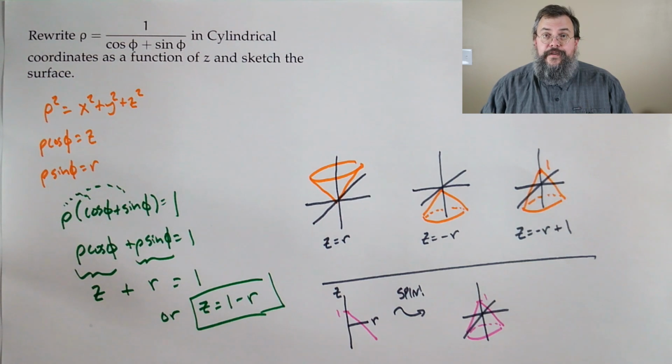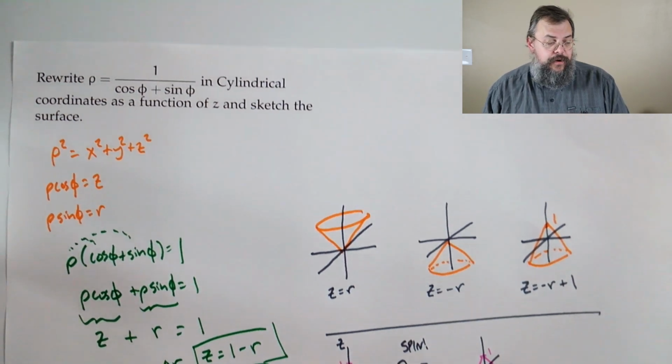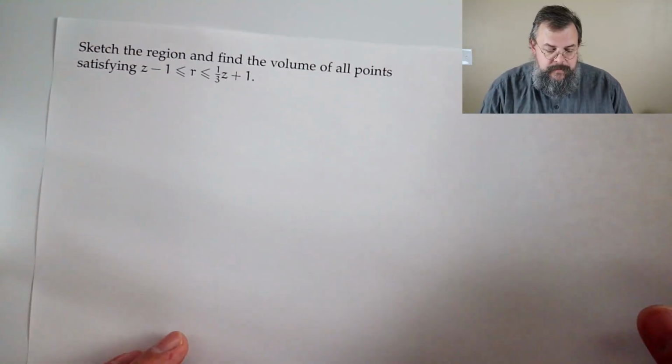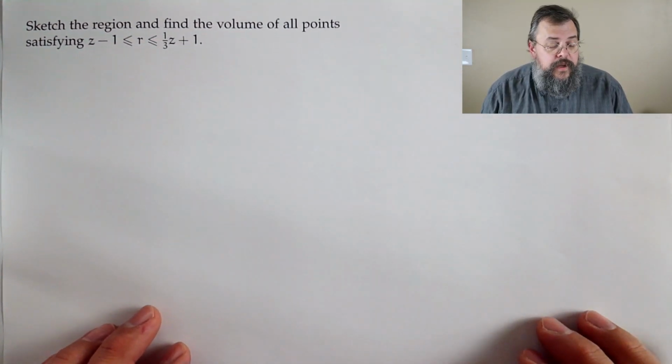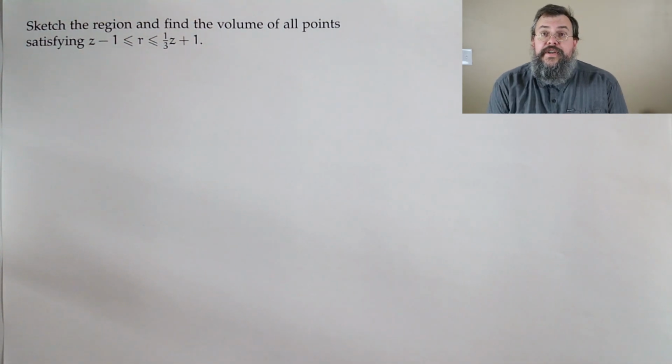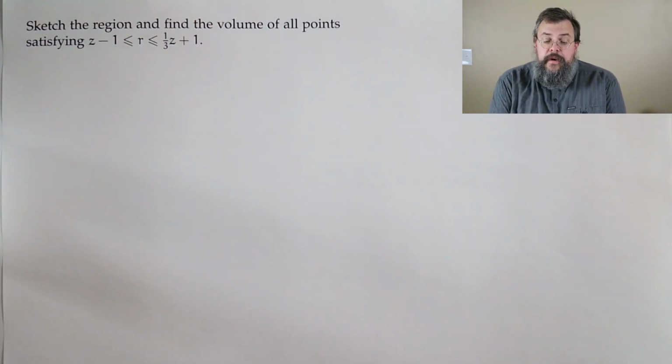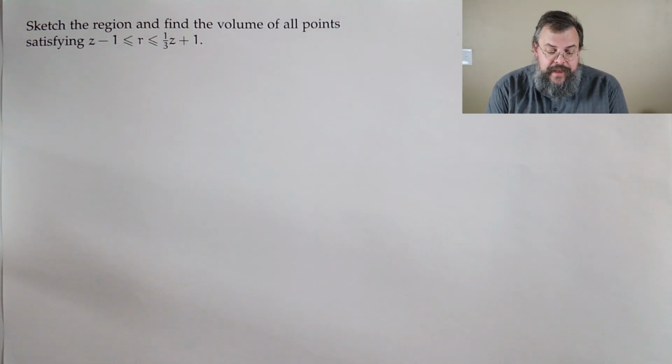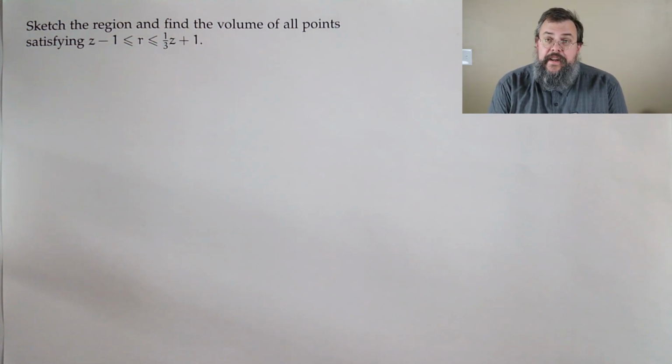All right, well, let's do some more practice, and let's go on and do another problem, right? Of course. So for our next problem, here we go. Sketch the region and find the volume of all points. Oh, all of them. All right. Satisfying z minus 1 less than or equal to r less than or equal to 1/3 z plus 1. Okay, well this should be interesting.